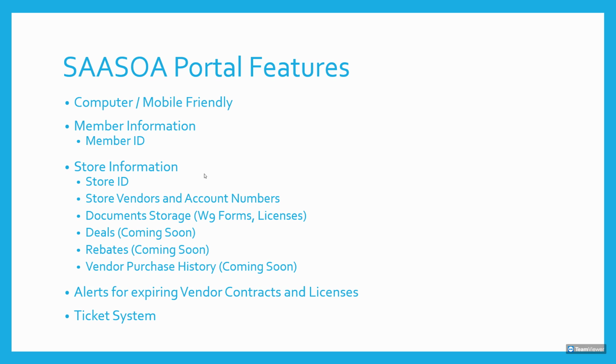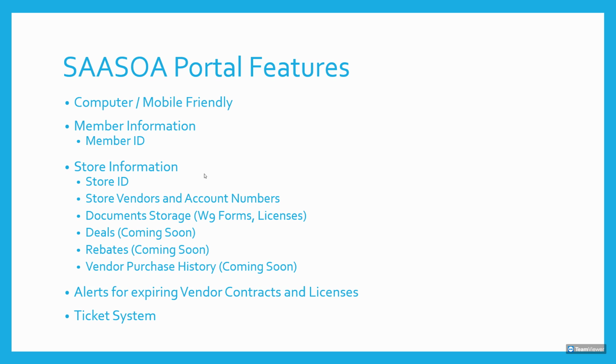The second section of the portal houses your store information. It has your store membership ID, all the vendors associated with that store with the account numbers, and document storage for that store where you can put W-9 forms, licenses, and other documents related to your store. Also, there are more sections such as deals, rebates, and vendor purchase histories. Those will be coming soon, and we'll go into detail when I log into the system.